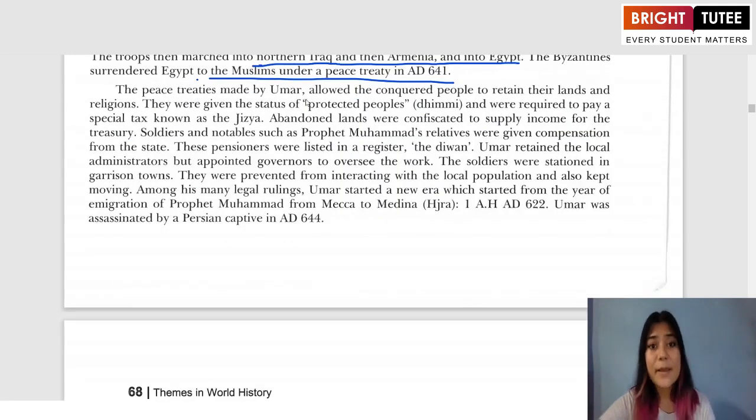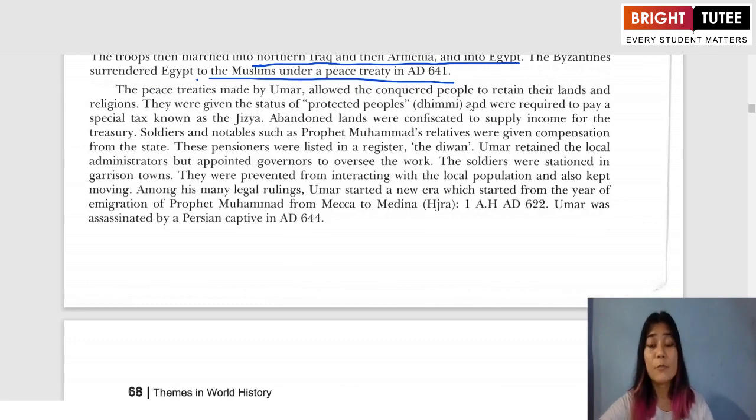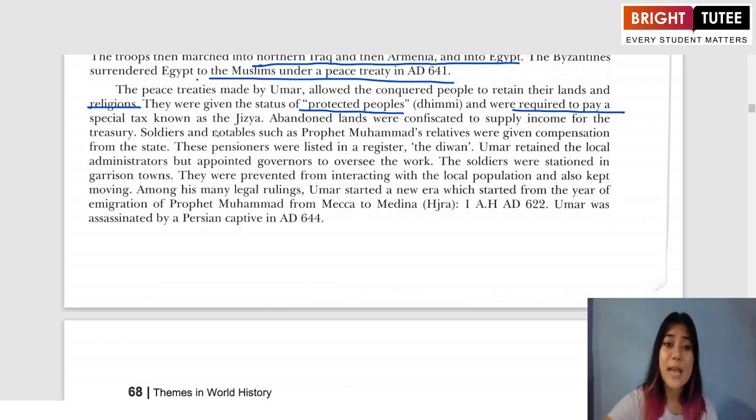The peace treaties made by Umar allowed the conquered people to retain their lands. As Caliph Umar took over the newly acquired territories, the people were allowed to keep their lands. They were not taken over by the Caliph. And they were allowed to retain their religions as well, whatever religious faiths they had or practiced. These people who did not belong to the Muslim community were given the status of protected people, called dhimmi. And because they were protected people, they were to pay a special tax called jizya.